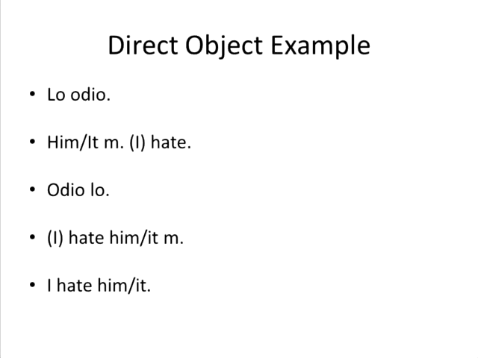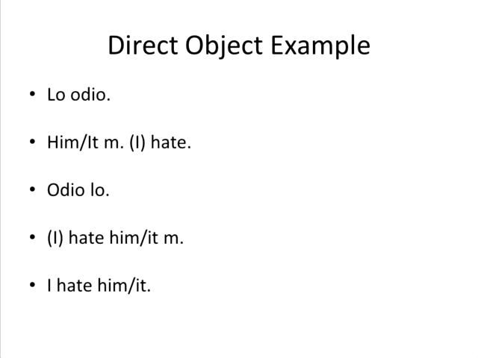So here we have a direct object example. Lo odio. Him or it, masculine object. I hate. Odio lo. I hate him or it, the masculine object.